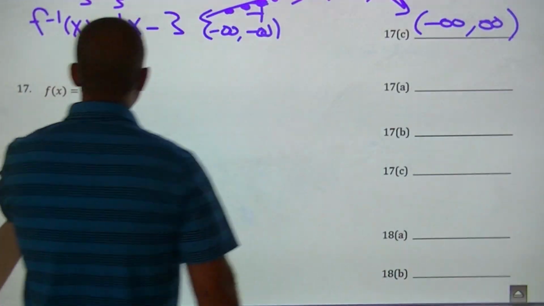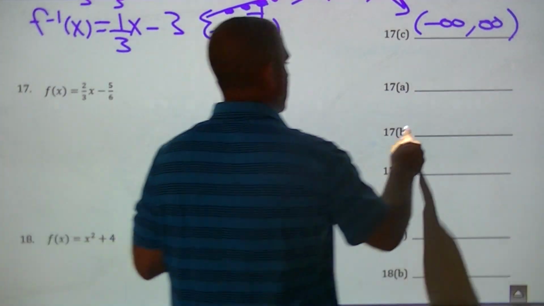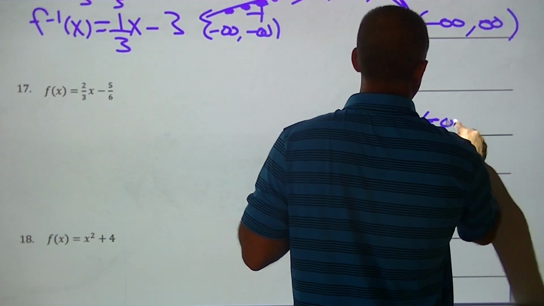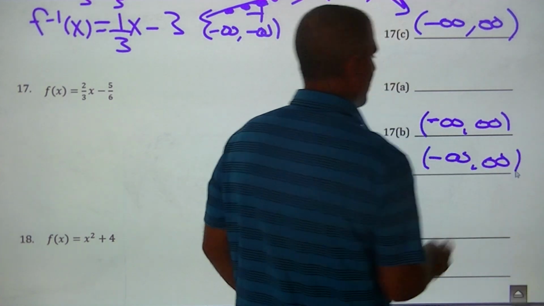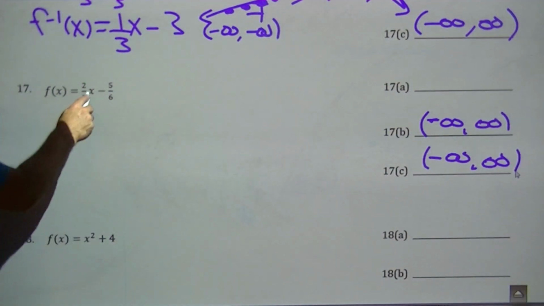Immediately I see that's a line. I'm going to save myself some time. I already know these answers. I'm not going to even mess around with that. I already know the domain and range of a line. Now here's how I would do this.